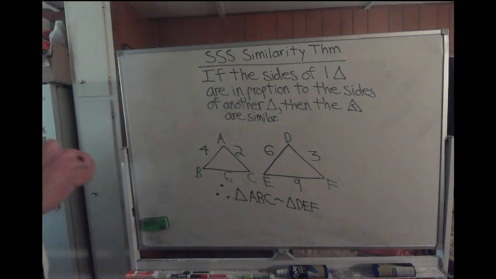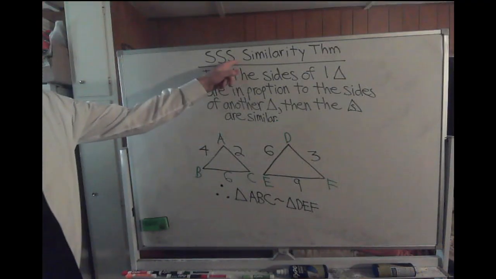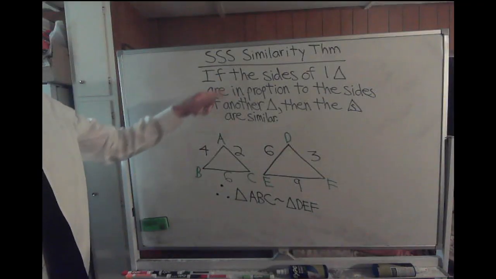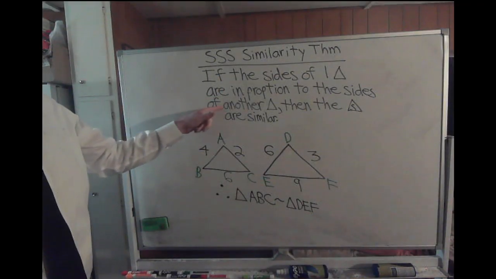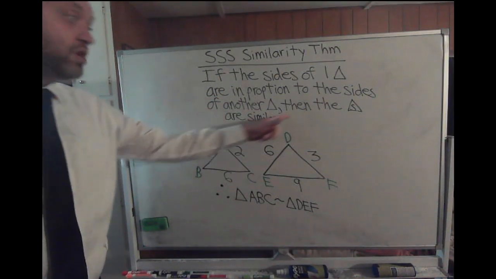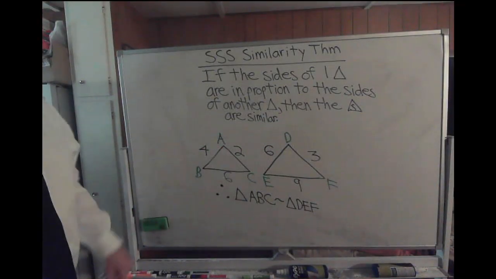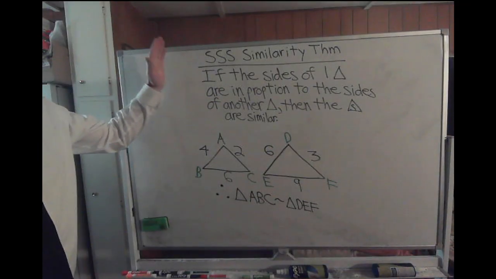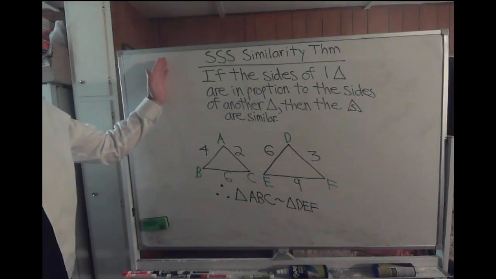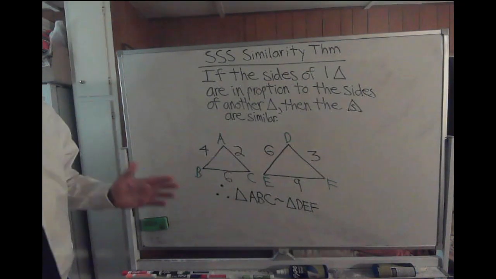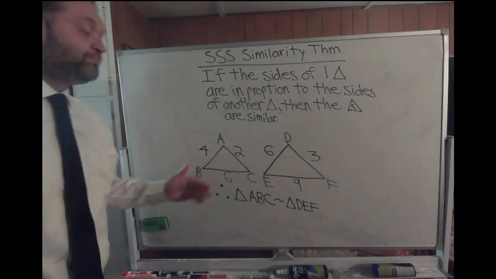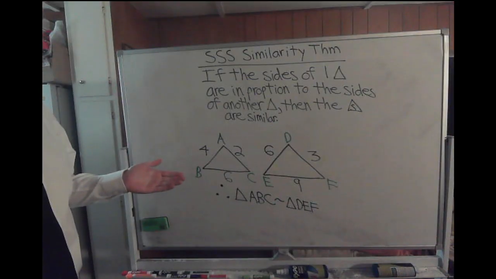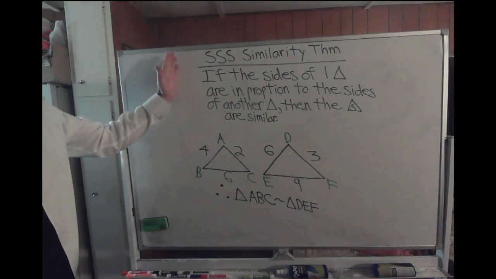Alright, and then the next theorem we have is the side-side-side similarity theorem. This theorem states that if the sides of one triangle are in proportion to the sides of another triangle, then the triangles are similar. Well, you really almost don't even need to call this a theorem, because based on the definition of similar polygons, and triangles are polygons, are they not? For polygons to be similar, all the sides are in proportion. So this is kind of a duh theorem.